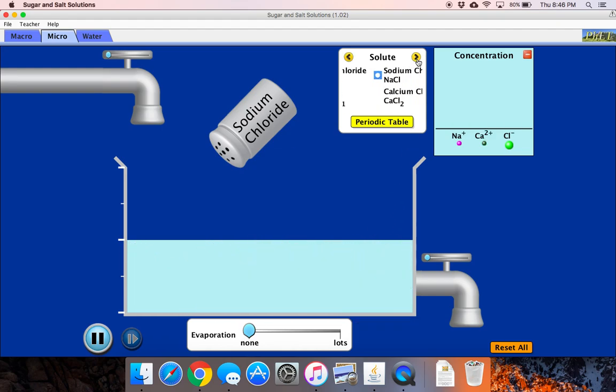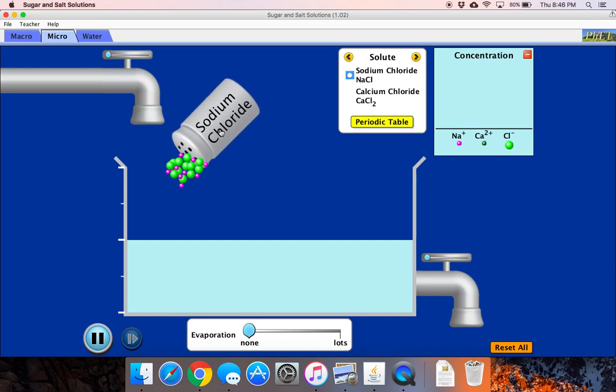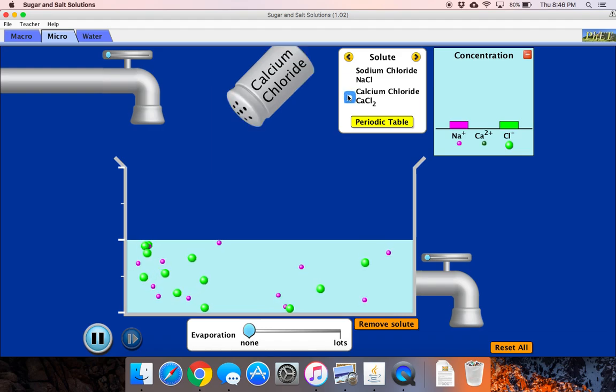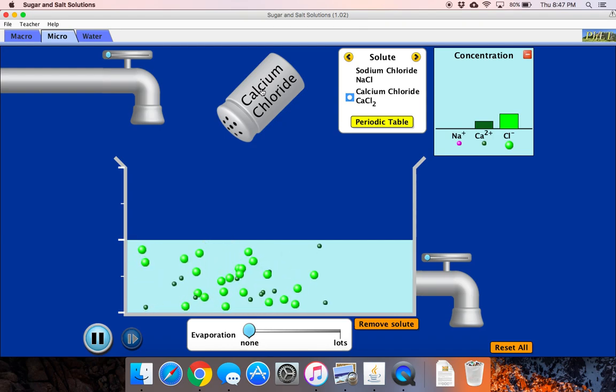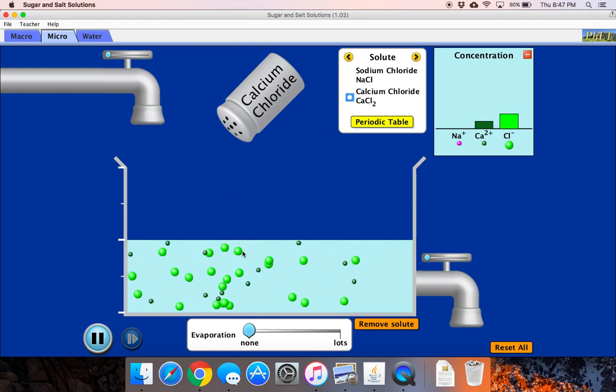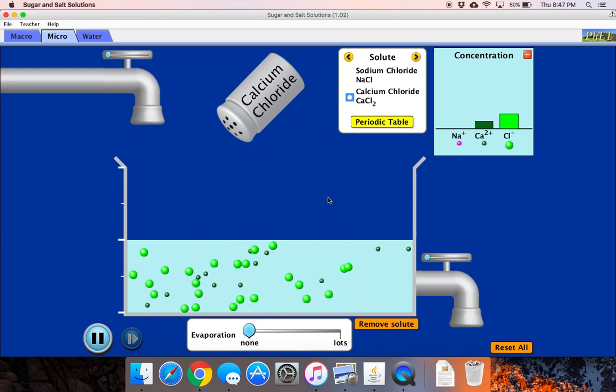Taking a look at a couple other chemicals here. I'm going to add a little bit of sodium chloride, and you'll notice there's a 1-to-1 ratio of the sodium ions and the chloride ions. The chloride ions are the greenish yellow ones, and also the larger ones. However, if we look at calcium chloride and add that in there, we should notice a 2-to-1 ratio of the chloride ions compared to the calcium ions. So twice as many of the greenish yellow ones floating around.